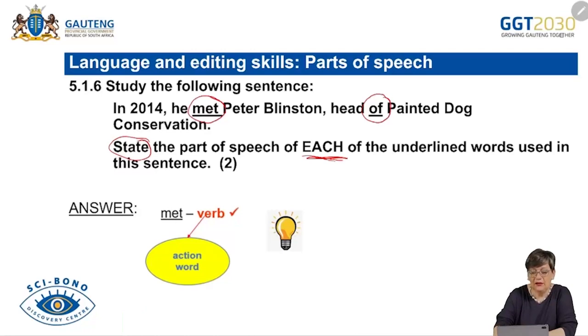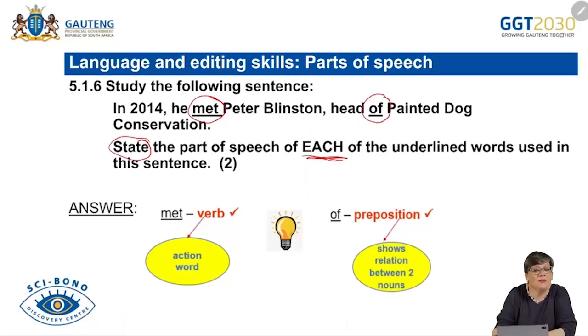Met is a verb. It's an action word. It's as easy as that. And of, well, of is of course a preposition because it shows the relation between two nouns. Right.